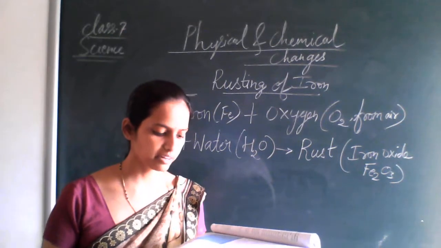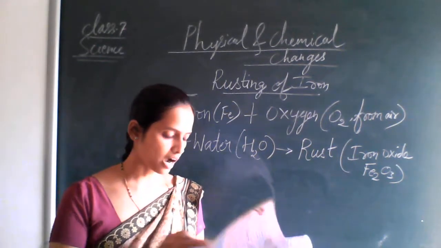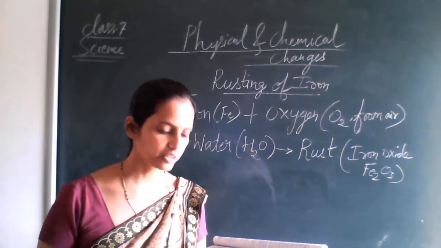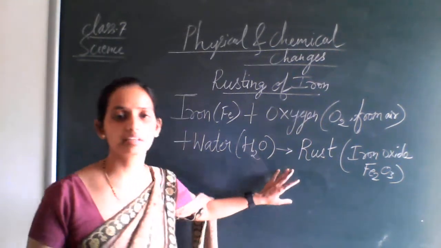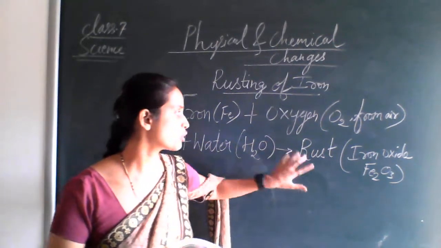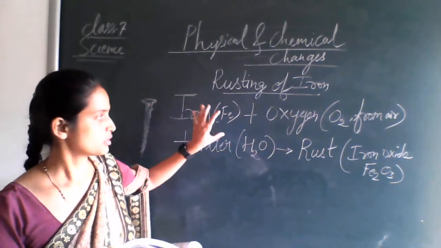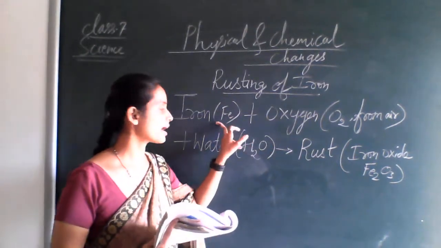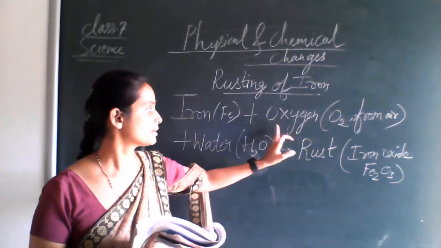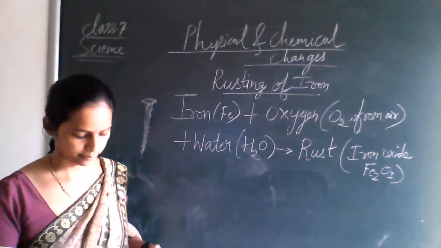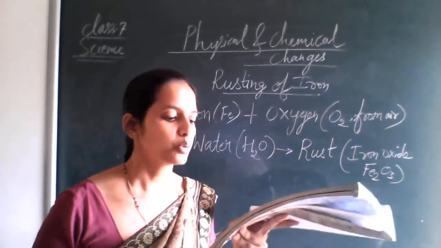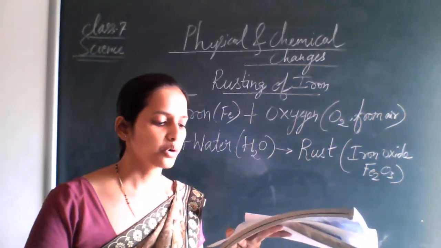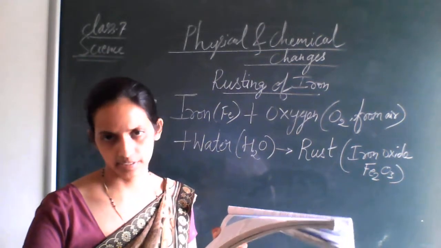So, how do we prevent rusting? Prevent iron from coming in contact with oxygen, water or both. So, we should protect our iron substances from oxygen and water. So, how are we going to protect our iron? One simple way is to apply a coat of paint or grease.